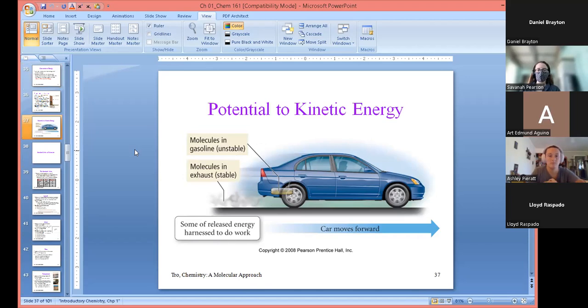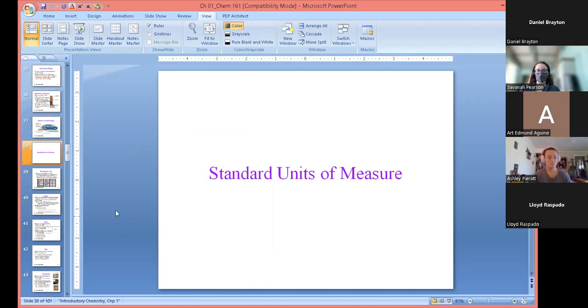Gasoline, those molecules are higher in energy. Things that are higher in energy are unstable, and chemicals that are low in energy are more stable. So everything that comes out the tailpipe of a car doesn't have much energy. It's lower in energy than the energies in the bonds of the reactants, in this case the gasoline.